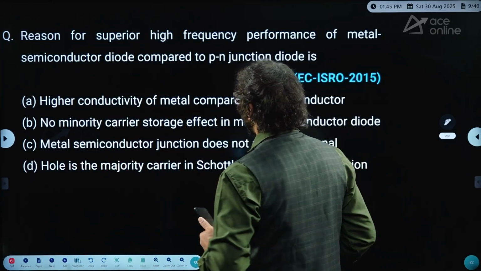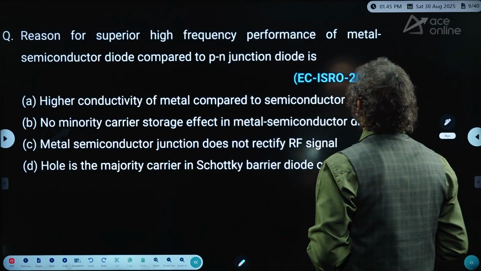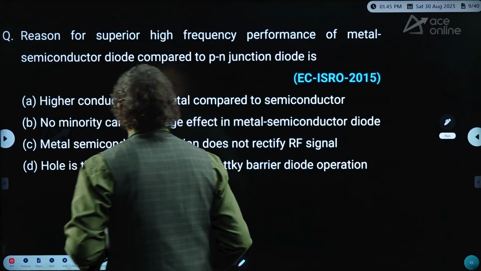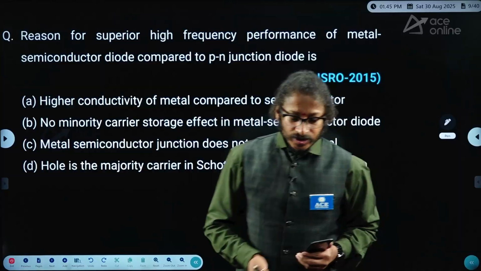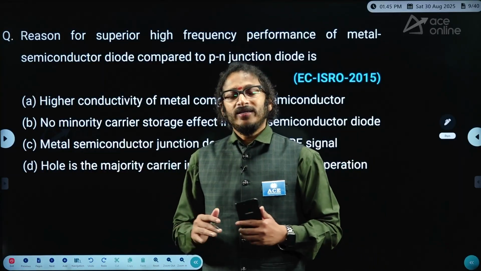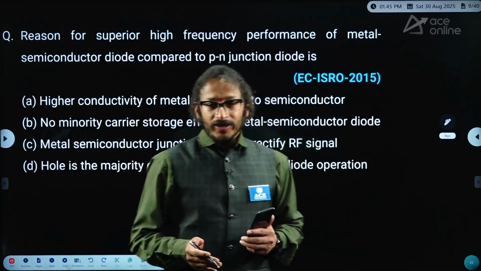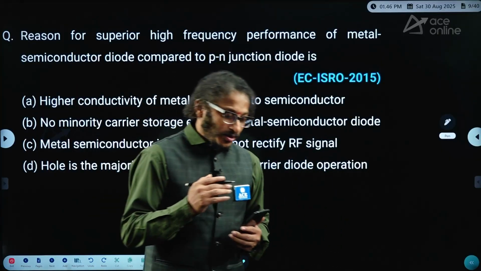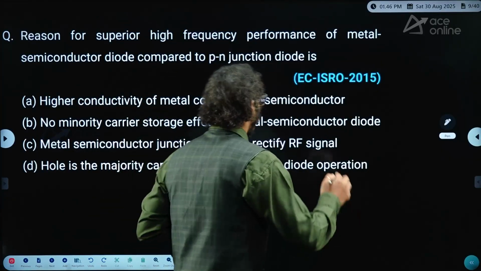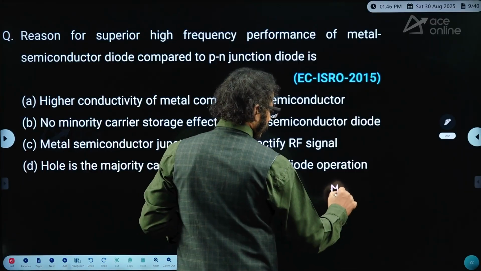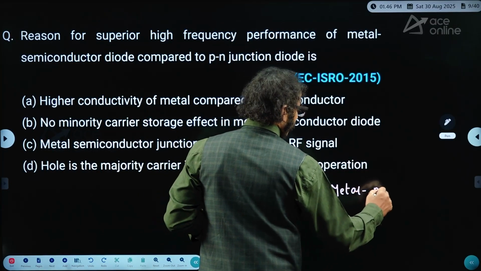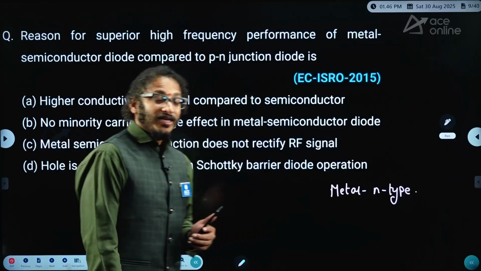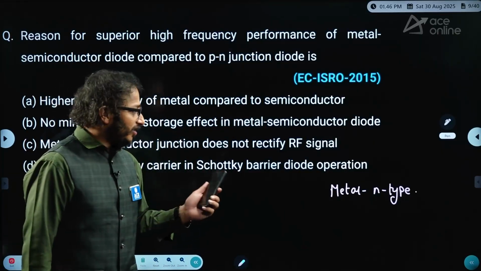Reason for superior high frequency performance of a metal semiconductor diode compared to the PN junction diode. Wonderful. Students, you know that whenever we go with metal to semiconductor, I repeat, metal to semiconductor, that is a Schottky diode. And by default, we should always consider metal to N type. I repeat, metal to N type. Schottky barrier diode.